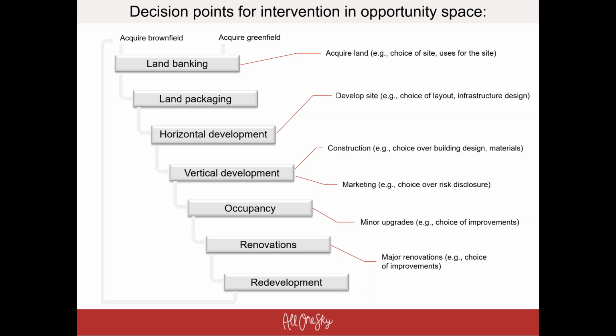And again, looking down to occupancy, if you're looking at minor upgrades to the property, there are choices regarding the improvements or technological measures that you retrofit to the property. At each one of those points, the person making the decision could choose an option that either enhanced their resilience to climate change, made the risk exposure worse, or maybe didn't change the situation.